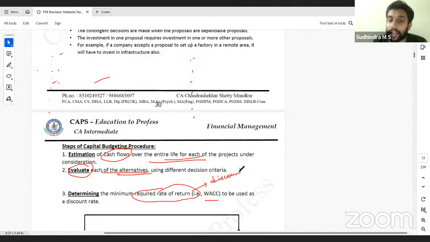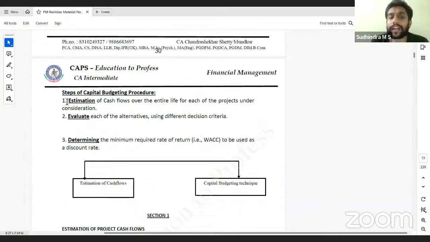Why do we have a discount rate here? To calculate present value. Correct? To calculate present value. So we calculate present value. Then how do we estimate the cash flows? How do we estimate the cash flows?